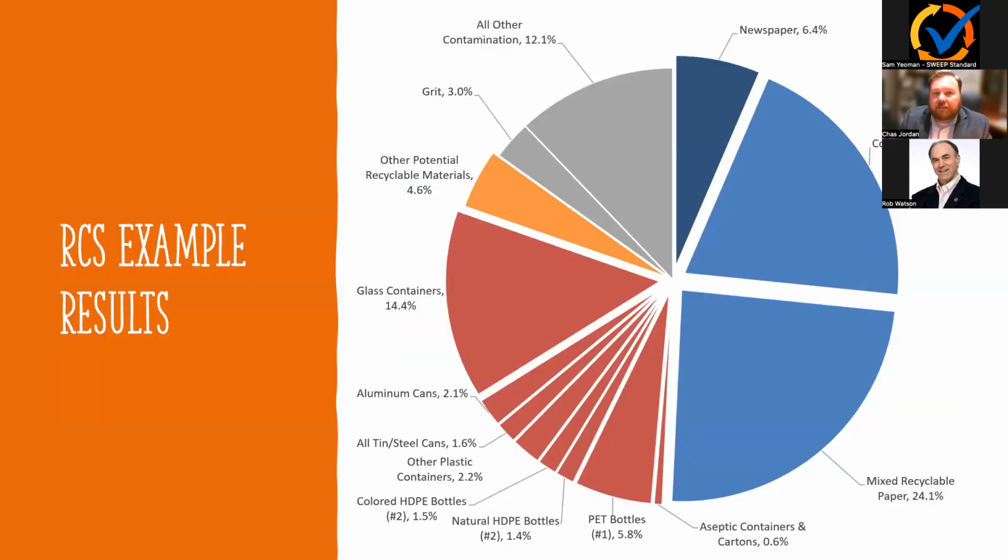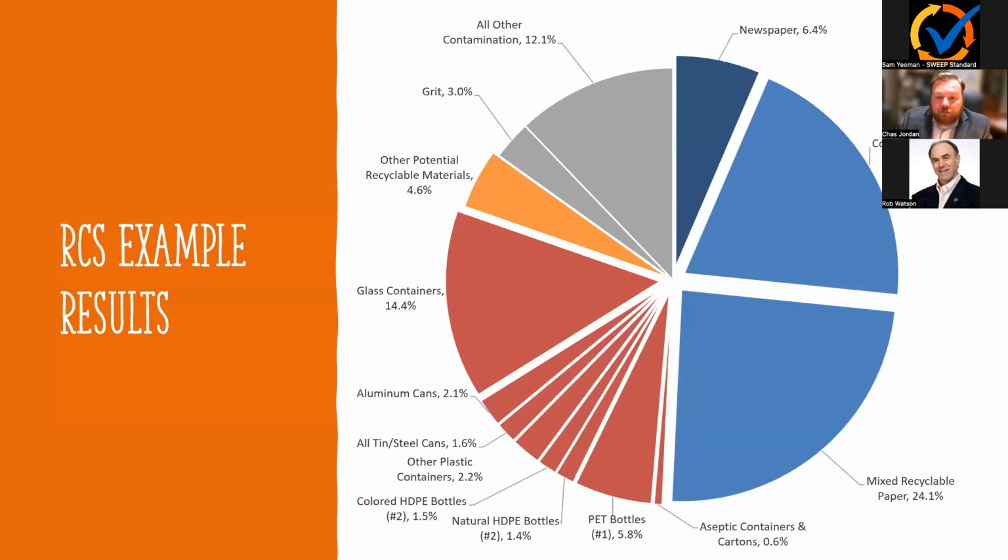This is a basic representation of the results of a recent RCS that we performed, and is an example of a fairly effective single stream recycling program currently, post-COVID, with all of the fun things that have happened lately. Contamination here is just under 20%. That would be the gray and the orange bars on here.